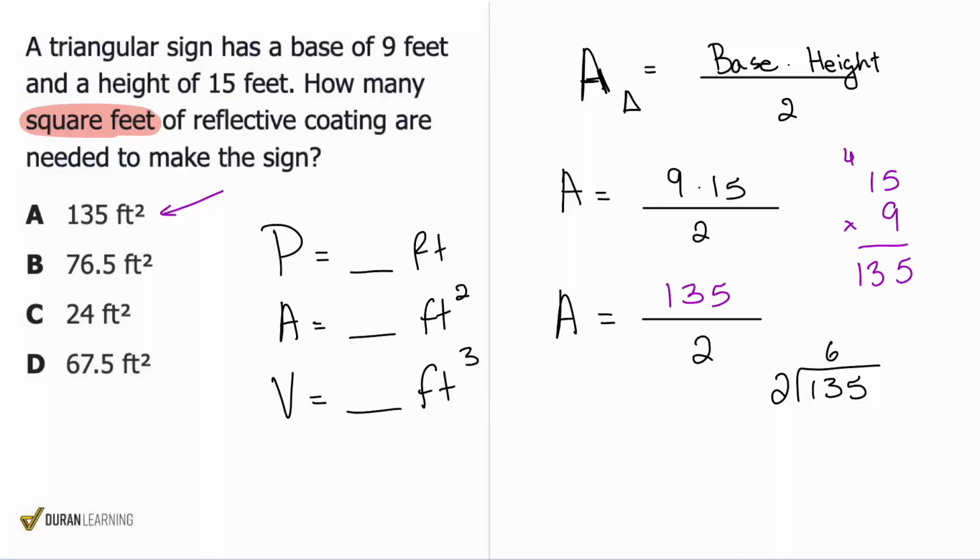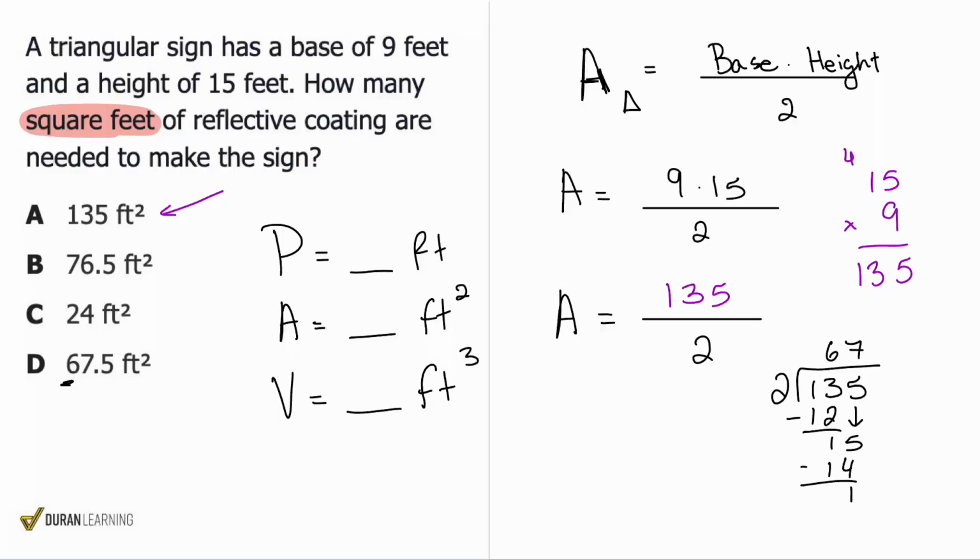2 going into 13 is 6 times. The only answer that starts with 6 is D. So you could actually stop right there and say that D is the answer. But just to finish this off properly, 6 times 2, that's 12. Drop the 5 to make 15. 2 goes into 15 7 times. From there, 2 times 7, that's 14. We have 1 left over.